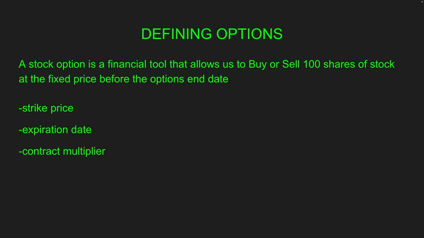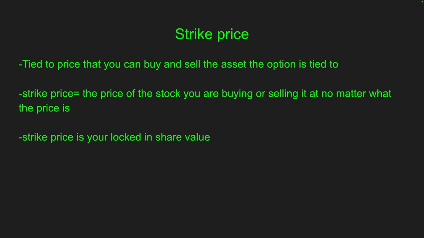Every option has a strike price, an expiration date, and a contract multiplier. We need to learn all these terms to understand option prices and what they represent. Now, a strike price is a specific price at which an option owner can buy or sell the asset the option is tied to. If I own a call option with a strike price of $100, I have the right to buy the stock at $100 no matter what the stock does. This is your locked in strike price value.